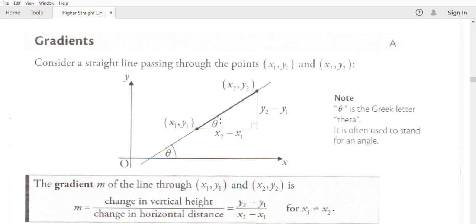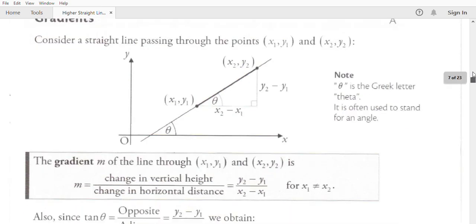Now if we look here, this theta, this angle, will be equal to this angle, which is the angle between the line and the positive direction of the x-axis. So that angle and that angle will be equal. If you're thinking, well, why are those two angles equal? They are corresponding angles, or F angles, as they're more commonly known, if you remember back to your angle work from S2. And theta is a Greek letter often used to stand for an angle, but you've probably seen theta at National 5, so that's probably not a new thing for you.